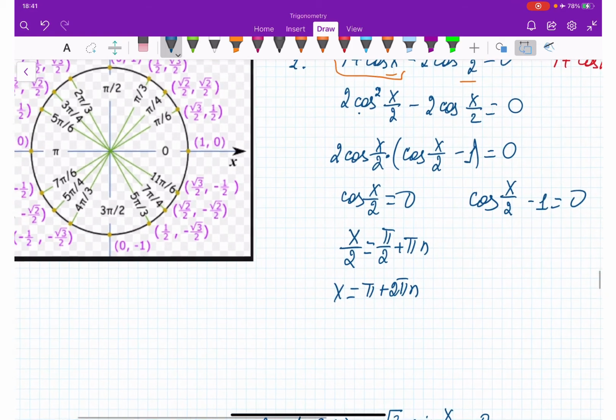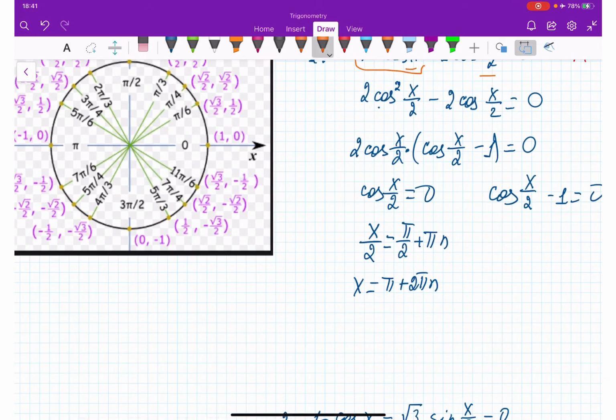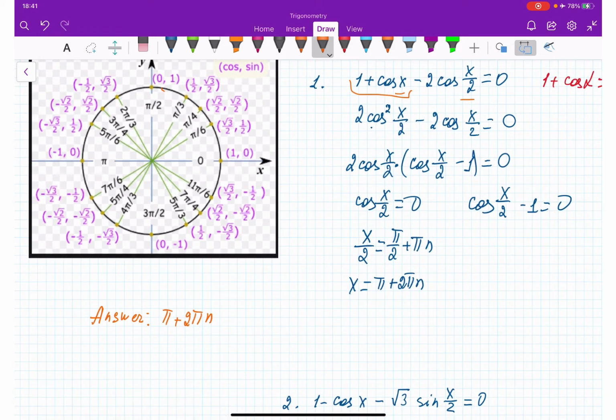Okay, this is the first answer. Let me write it down. Pi plus 2 pi n. I thought I had some denominator, that's why I moved it a little bit higher. Pi plus 2 pi n. Okay, now let's move on to solve the second one.